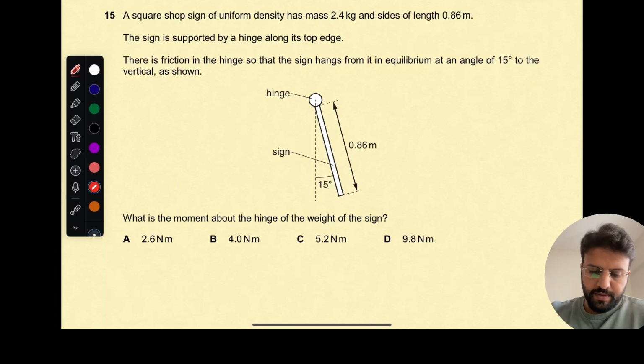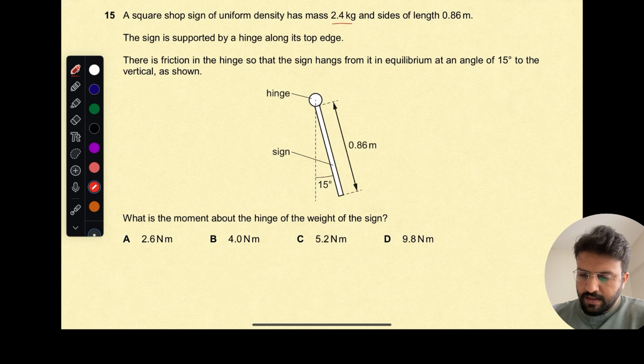Question: a square shop sign of uniform density has a mass of this and the sides of length given. There is a frictional force in the hinge so that the sign hangs in equilibrium at an angle of 15 degrees, but you have to find the moment about the hinge of the weight of the sign.